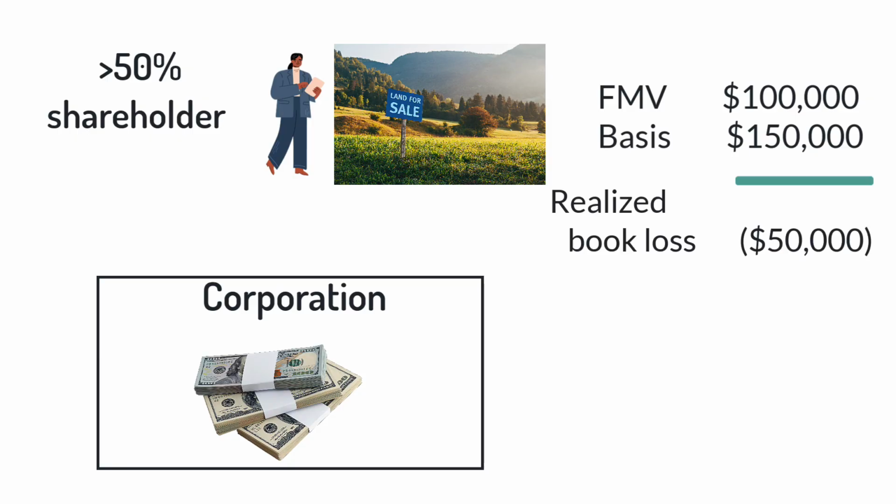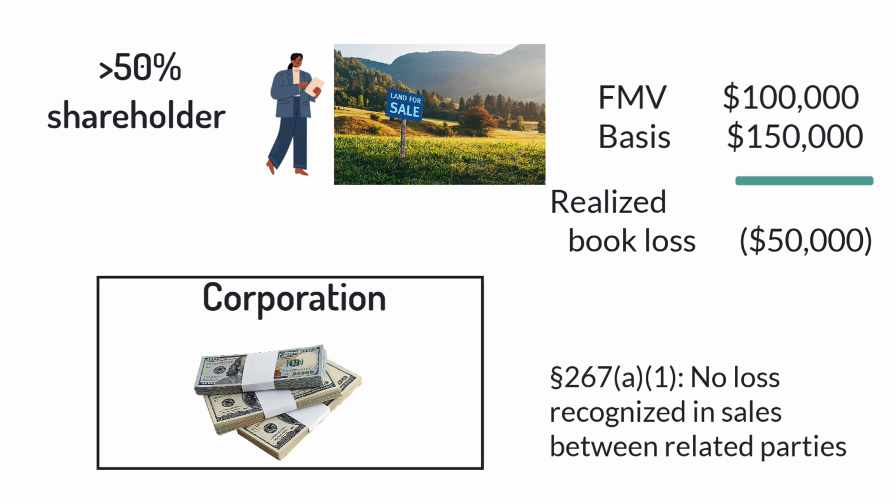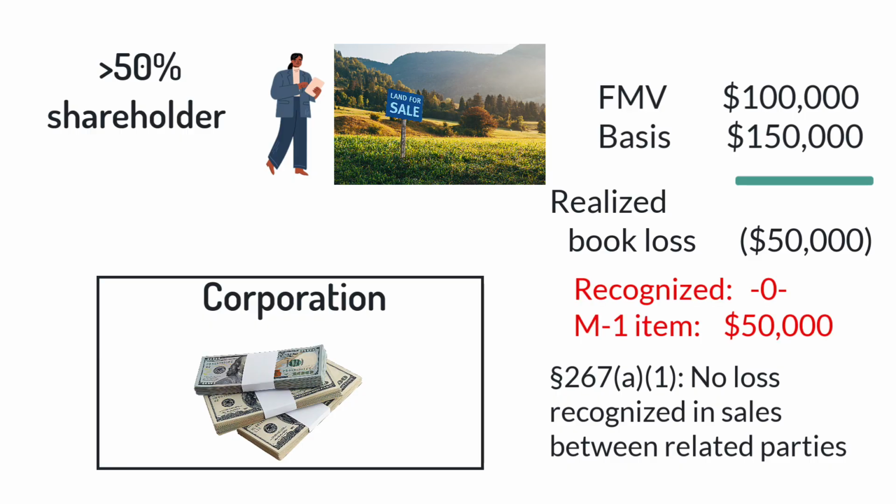The corporation, of course, would like to deduct this $50,000 loss on its tax return. Unfortunately, Section 267(a)(1) disallows losses on sales between related parties. Therefore, the book loss of $50,000 cannot be recognized by the corporation. It will remain zero on the tax return, creating an M1 item of $50,000.